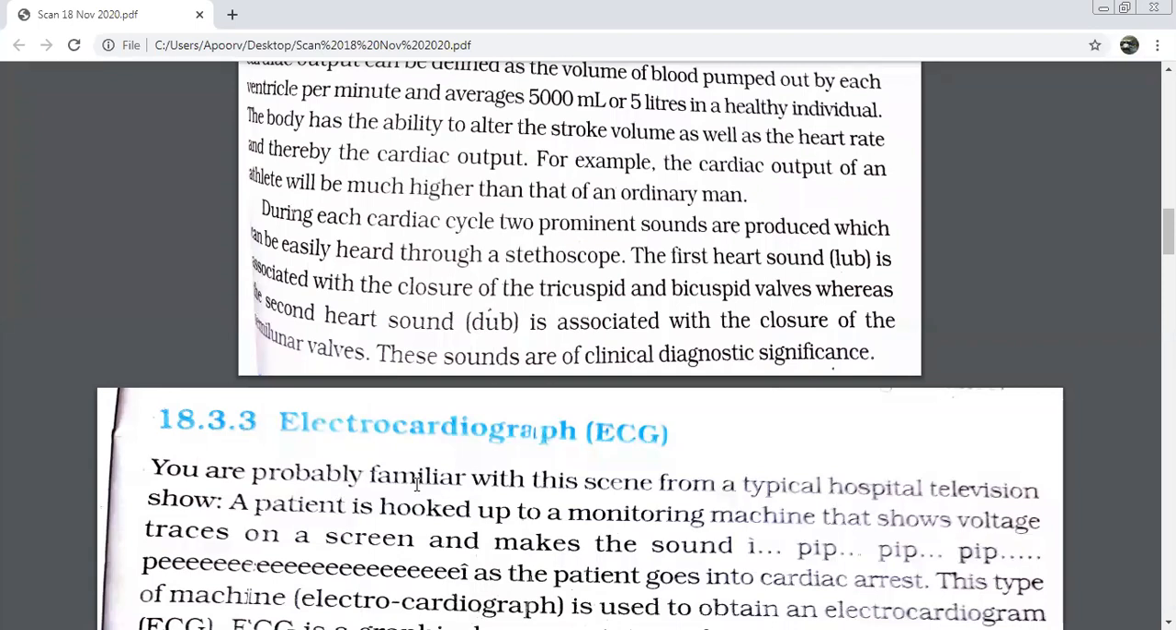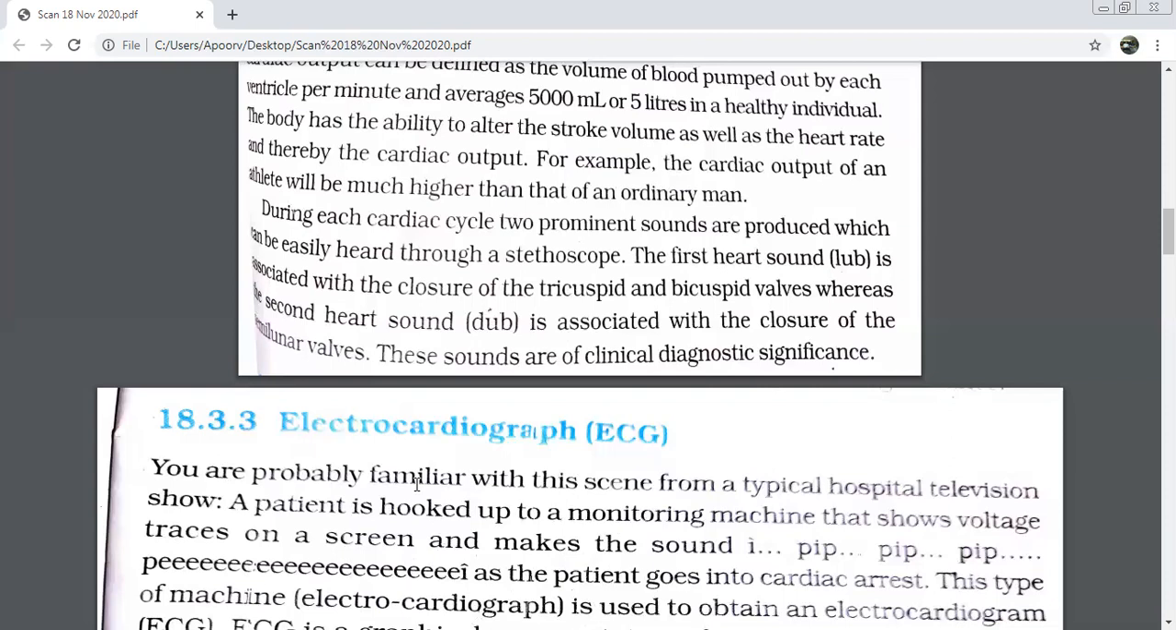What is the second heart sound called? Dub. Yes. Next question. Lub is associated with the closure of dash valves. Tricuspid and bicuspid valves. Very good. Lub is associated with closure of which valves? Semilunar valves. Please learn this. This is very important.